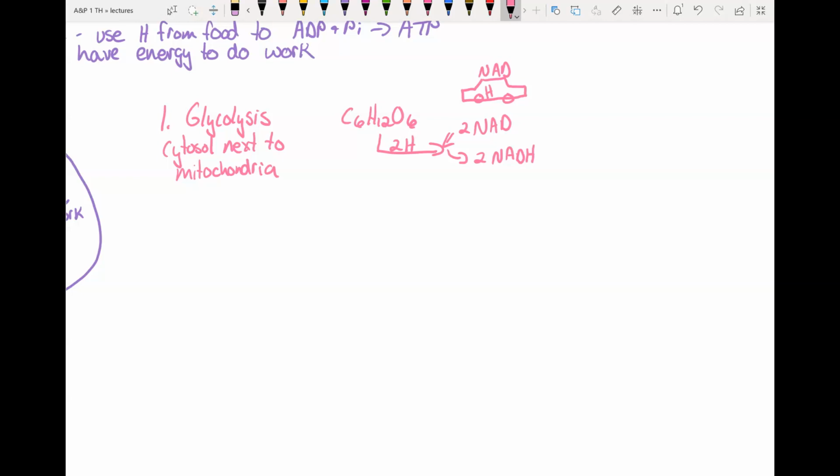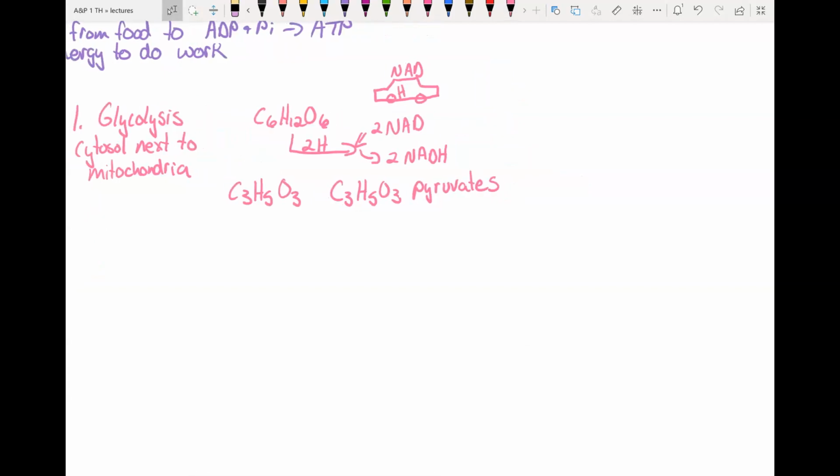Then we break what's left in half. So if you take C6, break it in half, you get C3. We had H12, but we took 2 hydrogens out. So that leaves us H10, and half of 10 is 5. O6 split in half is O3. We're going to have 2 of these. These are the pyruvates. C3H5O3 is pyruvate.